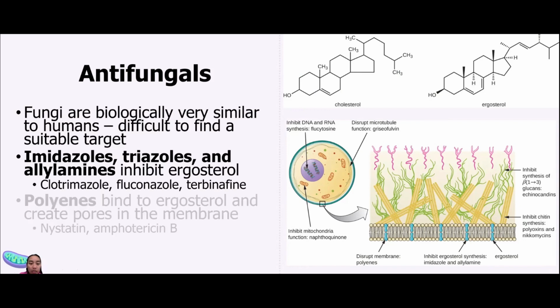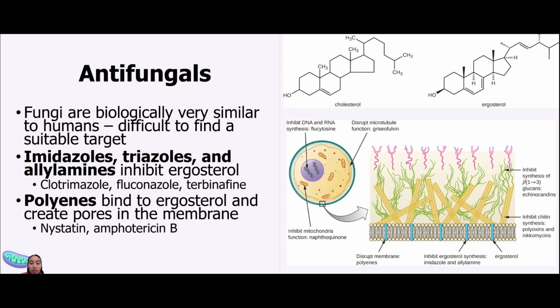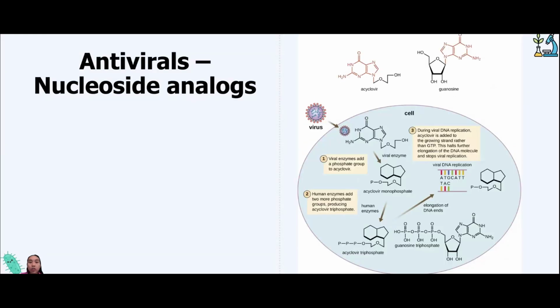We also have the polyenes. They're going to be binding to ergosterol, and instead of inhibiting or preventing the synthesis, they create a pore in the membrane by binding to the ergosterol. The two most famous ones are nystatin and amphotericin B.